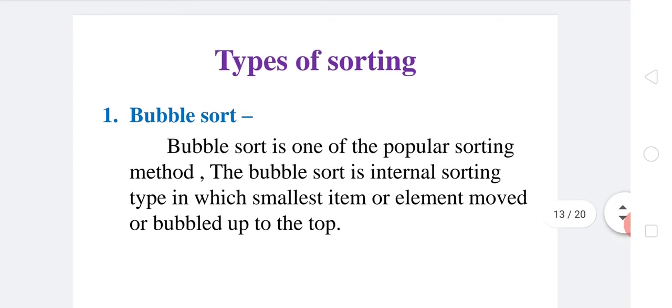Now we can see here the types of sorting. The first type is bubble sort. First we will see the definition of bubble sort. Bubble sort is one of the popular sorting methods. The bubble sort is an internal sorting type in which the smallest item or the smallest element is moved or bubbled up to the top of the list, and it is called bubble sort.